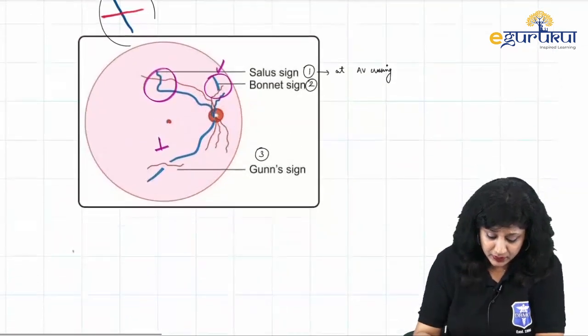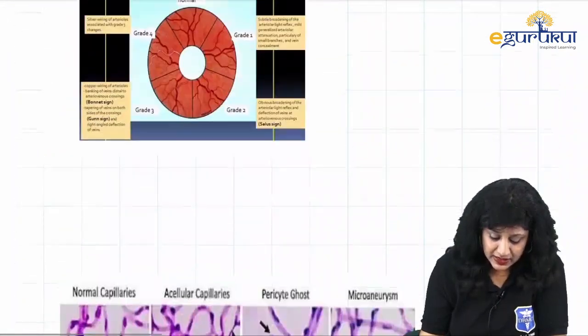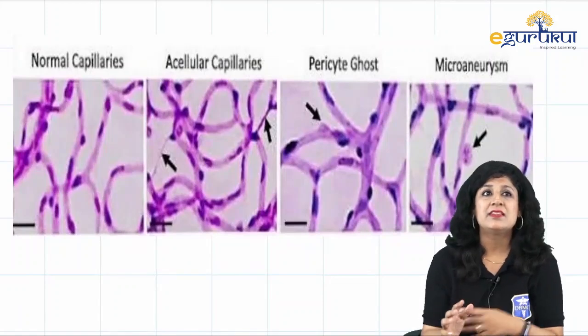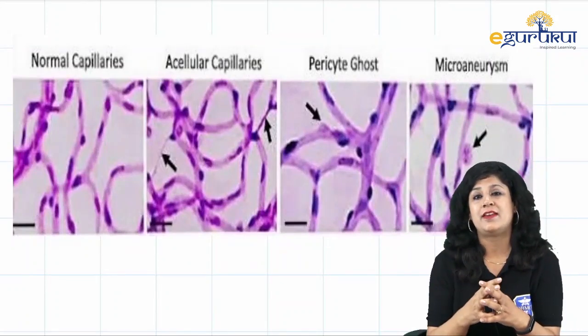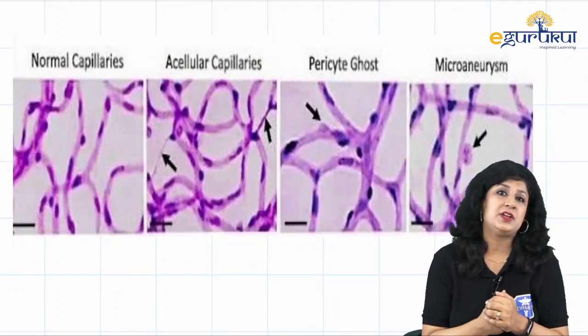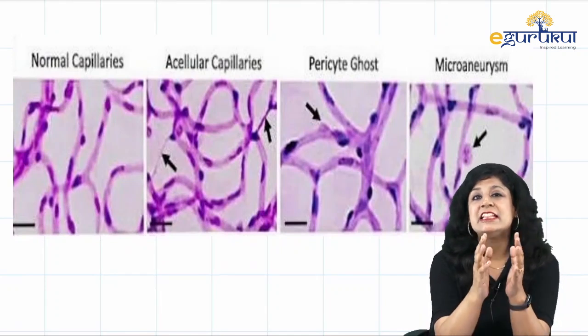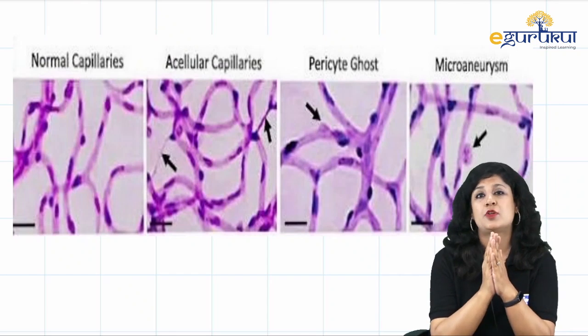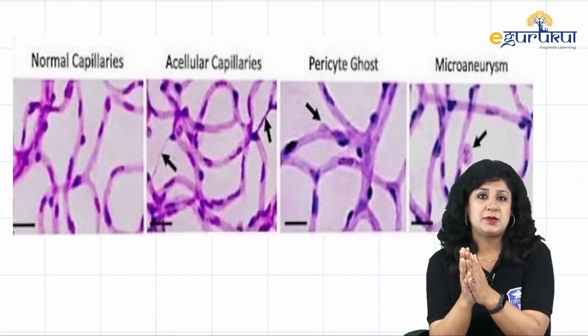Okay. Now, after this, we come to diabetic retinopathy. I think the two major killers of the retina are hypertension and diabetes. Now, having seen the signs of hypertensive retinopathy, we come to the signs of diabetic retinopathy and we'll try to differentiate between the two.